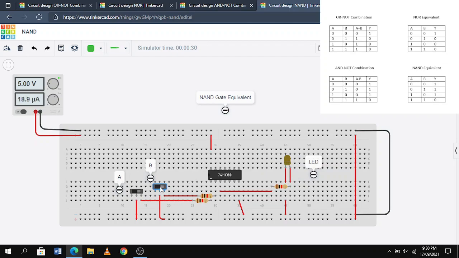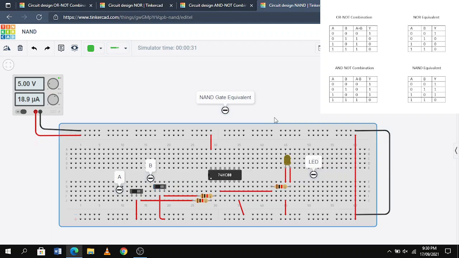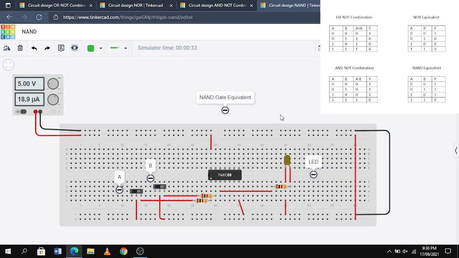So now we have both switches at logic 1. We have met the condition of the NAND gate, and that will lead to the LED becoming logic 0, that it is off, because that is the nature of the NAND gate. Both A and B must be at logic 1 so that the output is not true, or at logic 0.